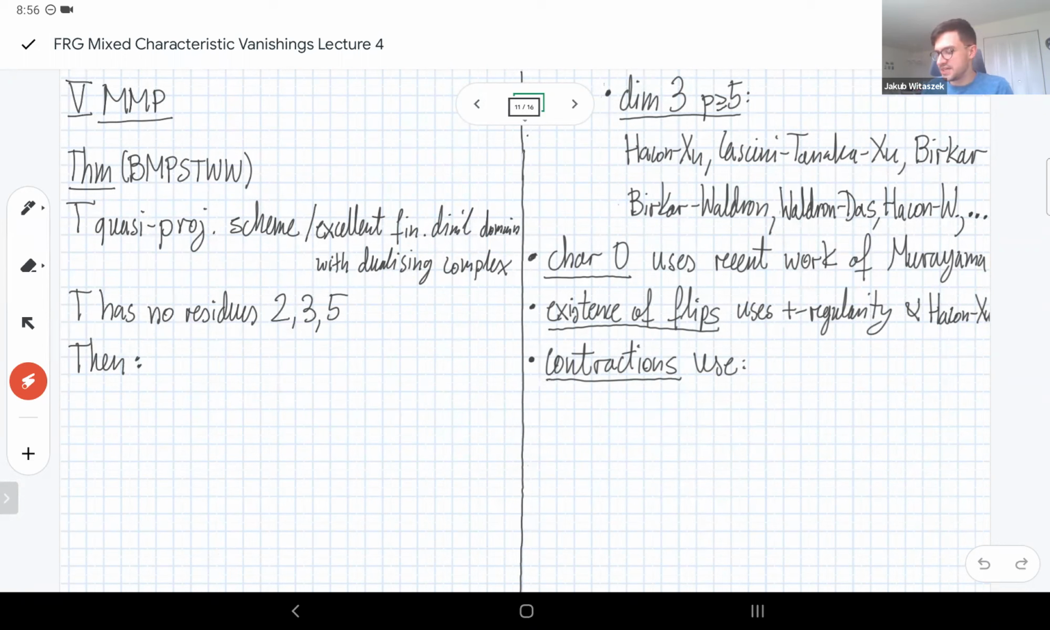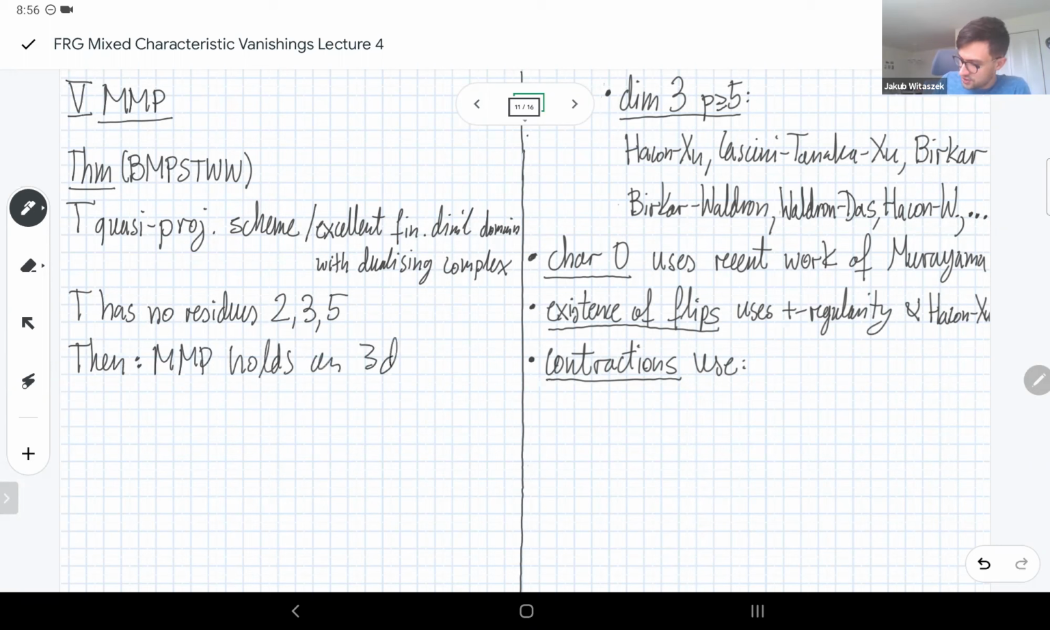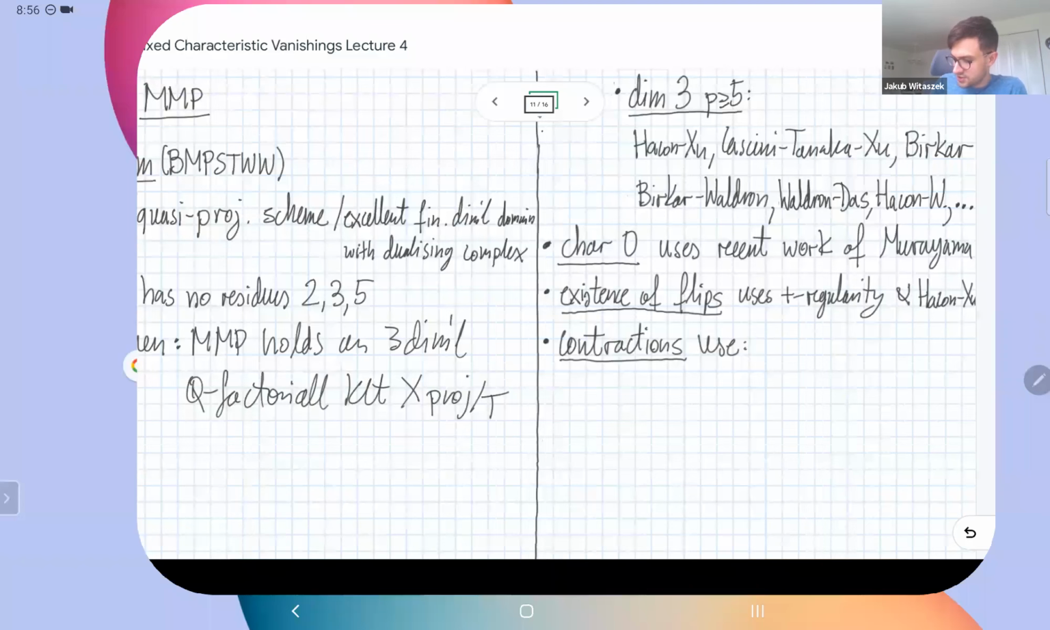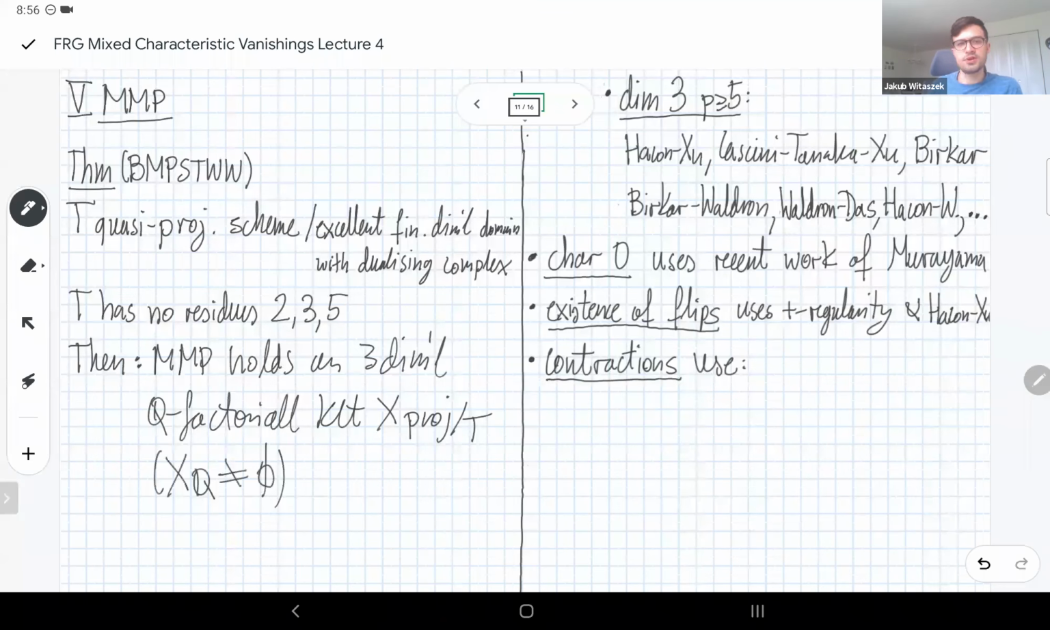I'm also going to assume that T has no residue characteristics 2, 3, or 5, for the reason I mentioned earlier. Then the MMP holds on 3-dimensional Q-factorial KLT X, which are projective over T. And to be more precise, let me also assume that the characteristic 0 fiber is non-empty, because in pure positive characteristic, there are certain limitations that we need to impose when working with imperfect fields.